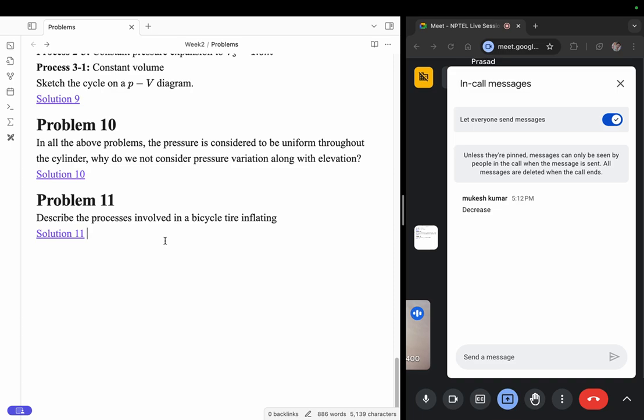What is my system, what is my surrounding, what is my system boundary, things like that. I just want you to think on this, and then maybe you can think for 5 minutes, and then we will discuss.